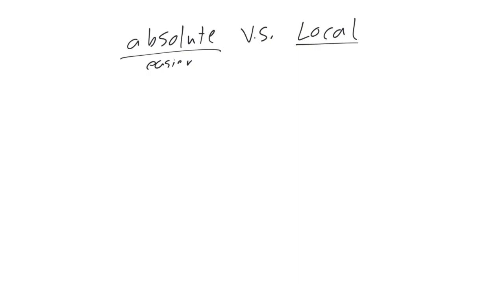When you find a local max and min, you're going to have to use the first derivative or the second derivative test. Whereas for the absolute value, all you have to do is just plug it in.